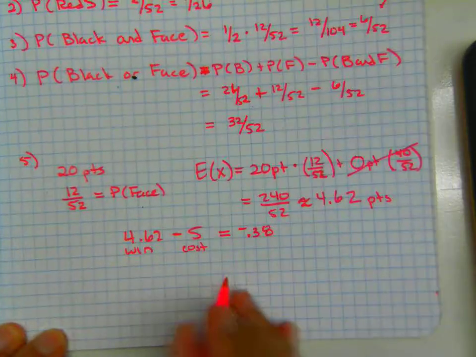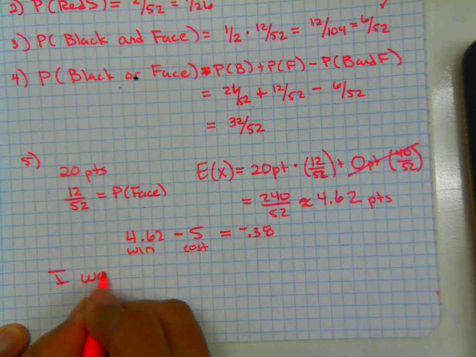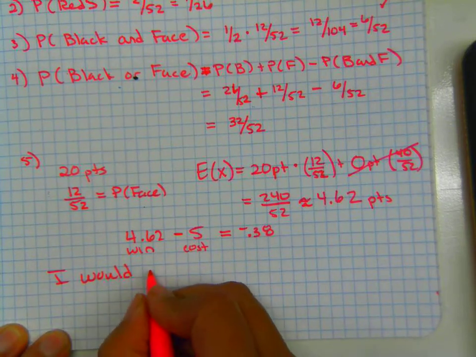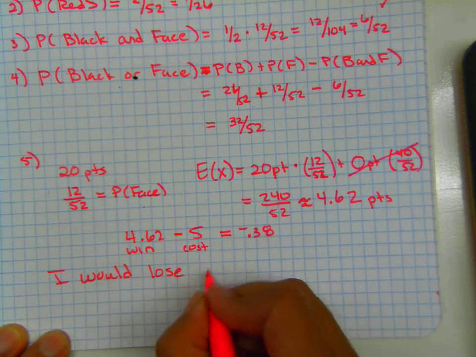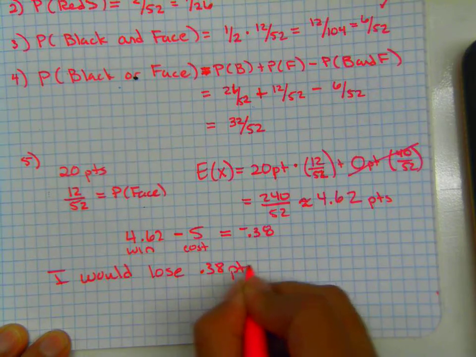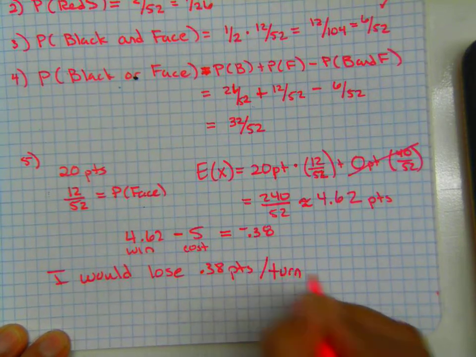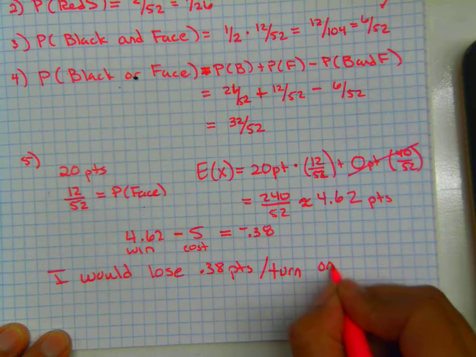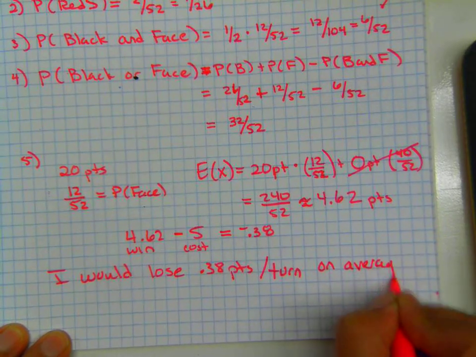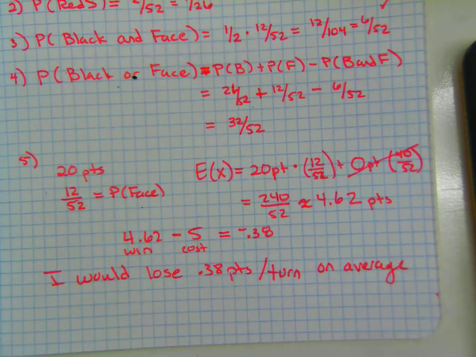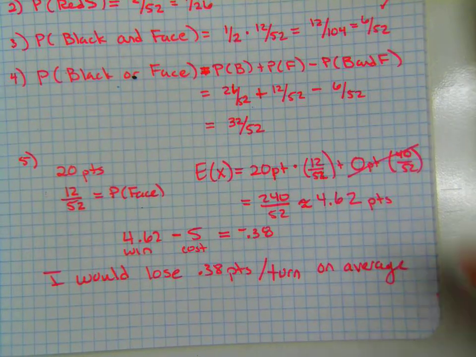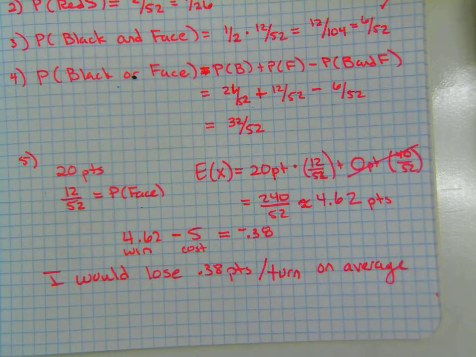So I would lose 0.38 points per turn on average. I would expect to lose that on average. So yeah, this is no good. I'm going to lose points on this game. It sounded like it was going to be good, but don't forget, it cost me to play.